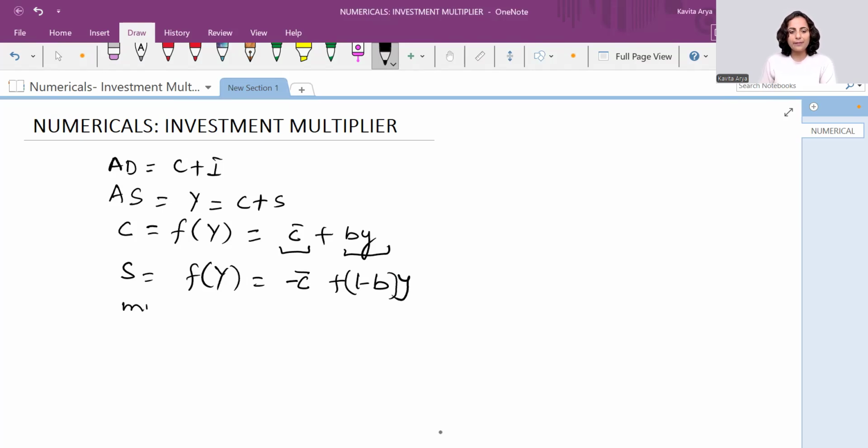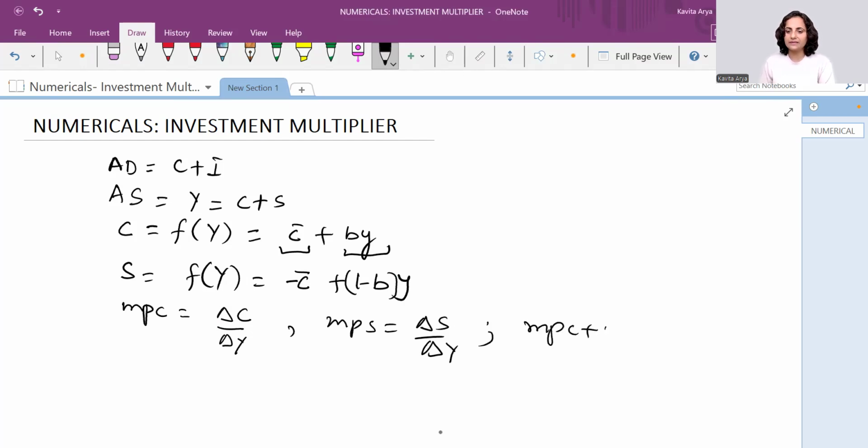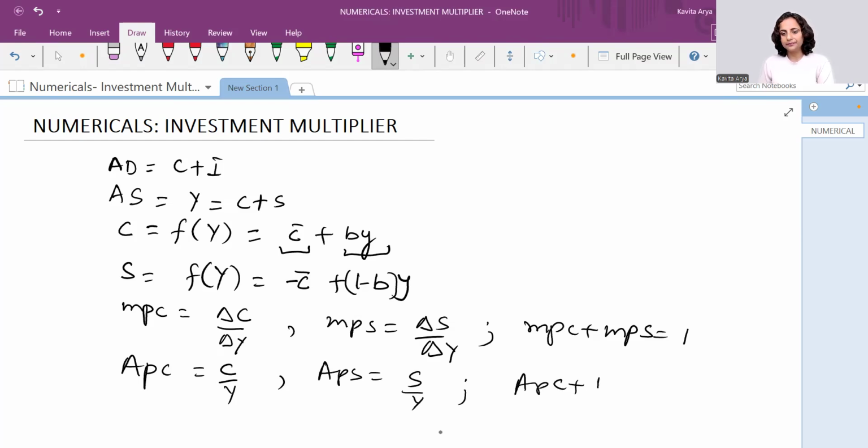Now we talked about MPC, that is the ratio of consumption with respect to additional income. MPS was the ratio of savings with respect to the additional income. And the sum total of MPC plus MPS is equal to 1. On a very similar note, APC was equal to C by Y. APS is the ratio of S by Y, and both of them together make 1.